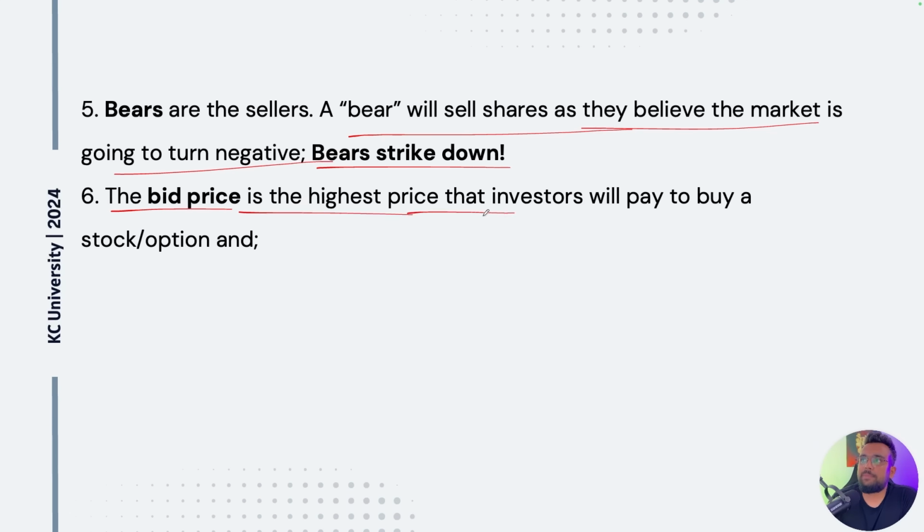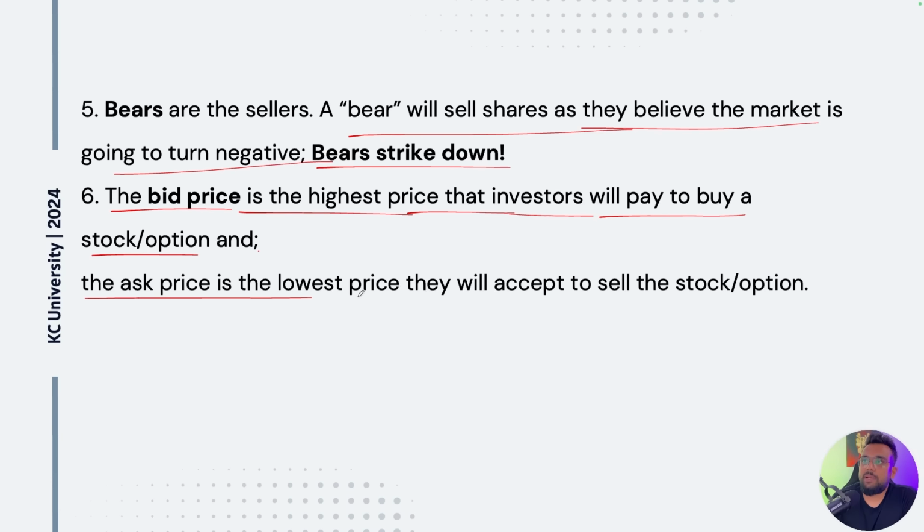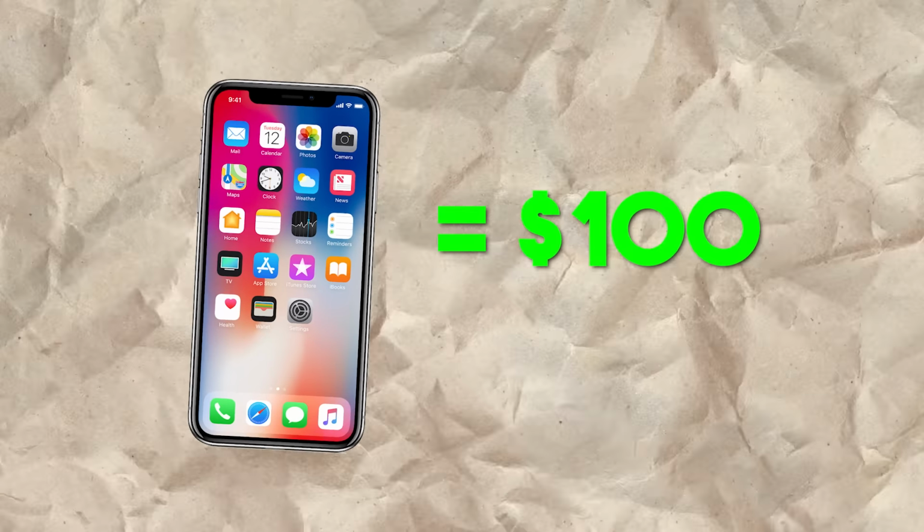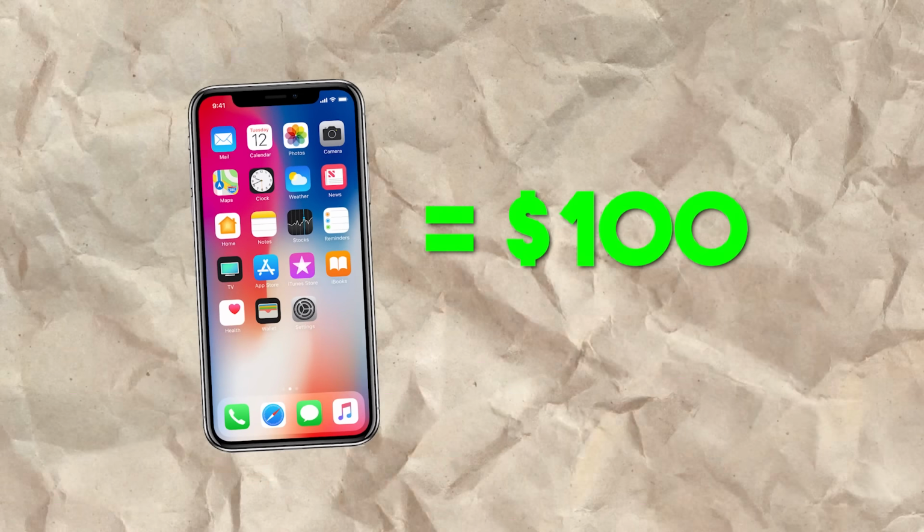The bid price is the highest price that investors will pay to buy a stock option. And the ask price is the lowest price they will accept to sell a stock option. For example, let's say you want to sell your iPhone, right? You put it on Facebook Marketplace or eBay, Craigslist, whatever. You put this iPhone up for sale for $1,000, let's say, for ease. That's your ask price because you own the phone. So you can literally ask for whatever you want. You're like, okay, this is mine.